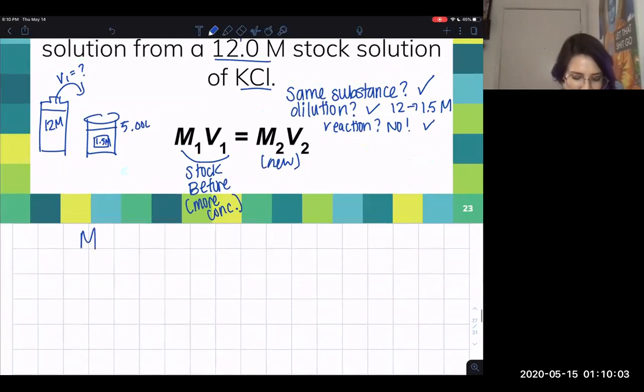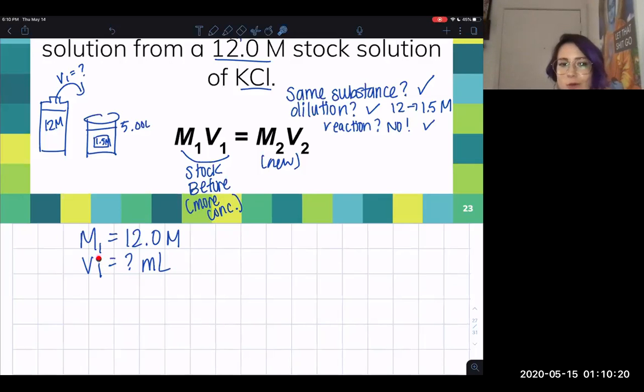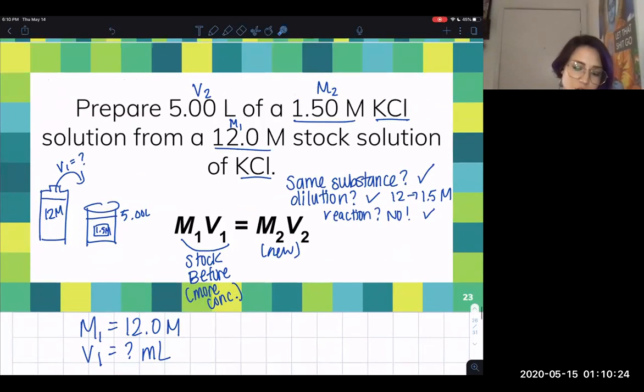Let's do it. M1 equals 12. V1 equals, I don't know. Just use milliliters if you're not told. Also, it doesn't matter if you call this 2 and this 2, it's the same math. So don't be too concerned about labeling the 1s and the 2s. Just make sure that these 2 go together.